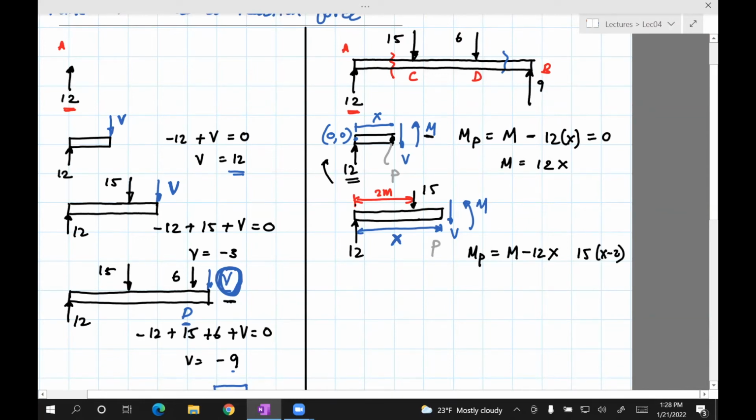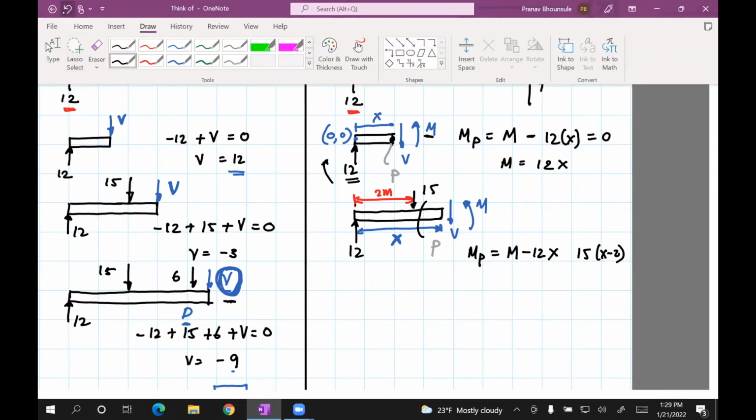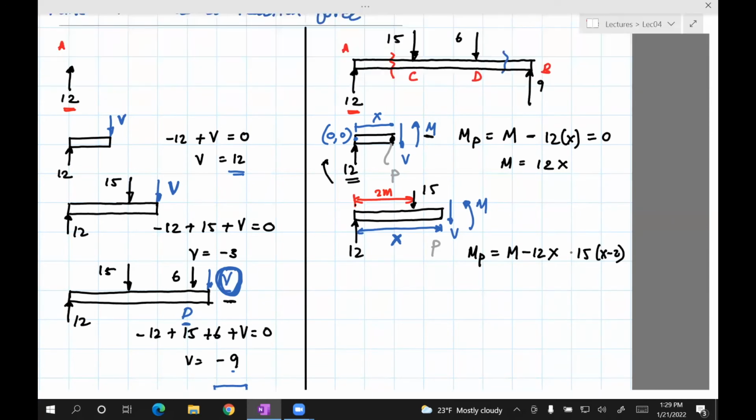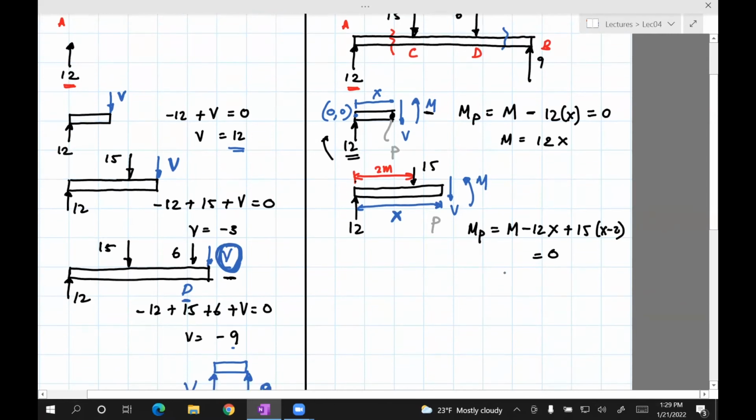And since this 15 is producing a moment in the counterclockwise direction, right? It's this way. About point P, I need to put a positive sign. So all that equals zero. So I can simplify this.